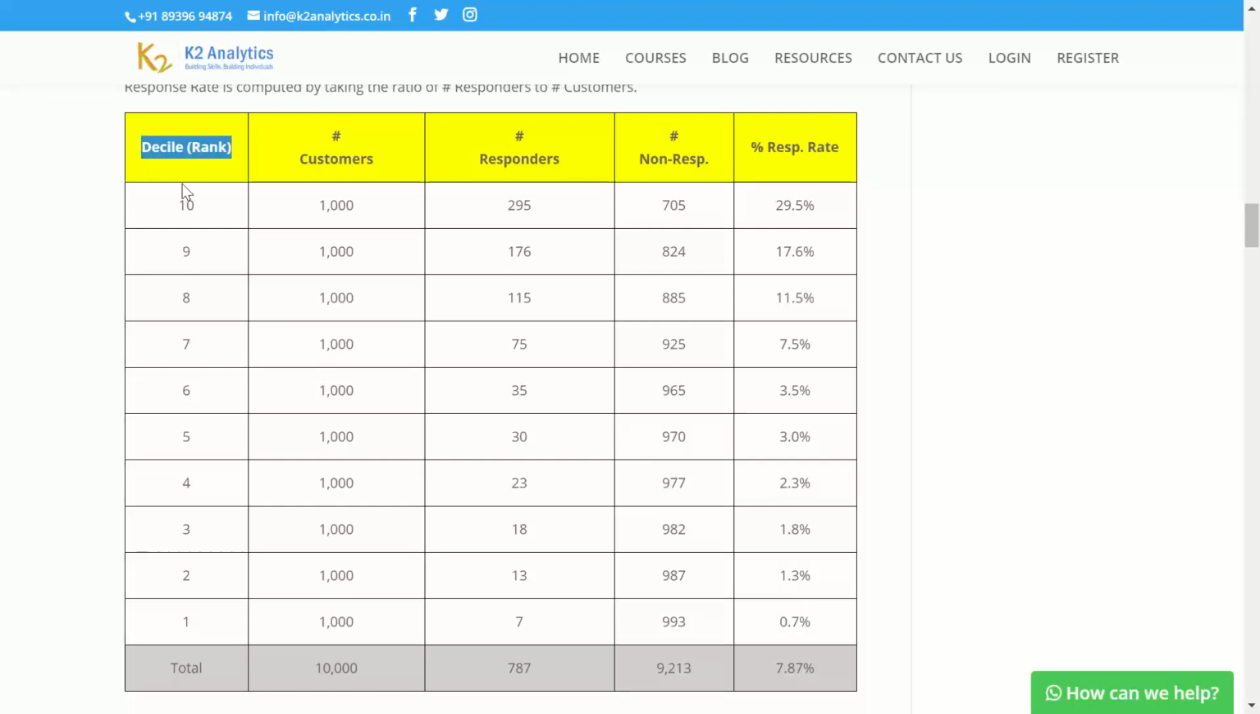Decile is the rank, response rate is the order, and this is called a rank order table. If your model is able to properly segment the response segment from the no-response segment, when we say properly segment, it does not mean you will get 100% separation, with all responders in one bucket and all non-responders in another bucket.